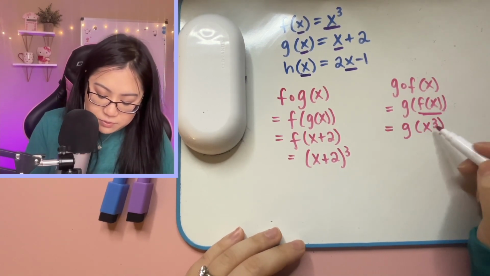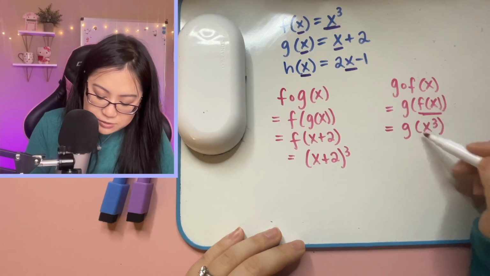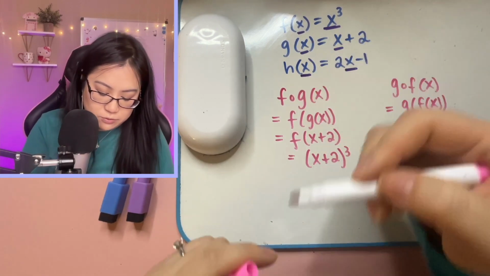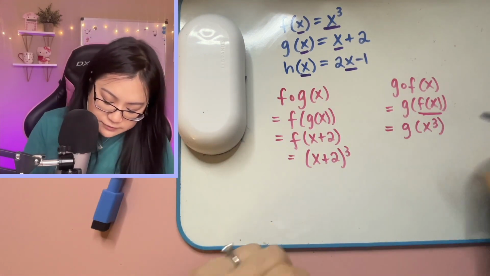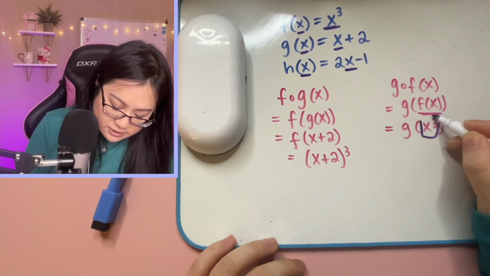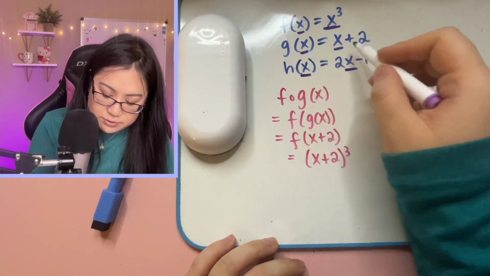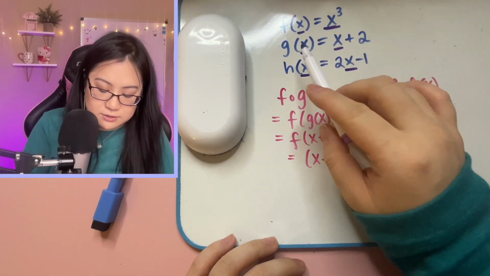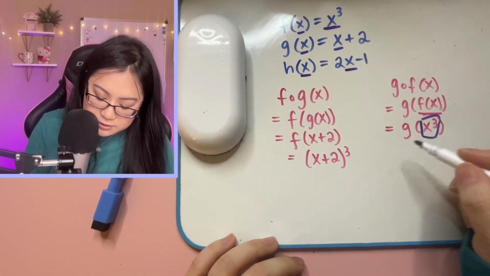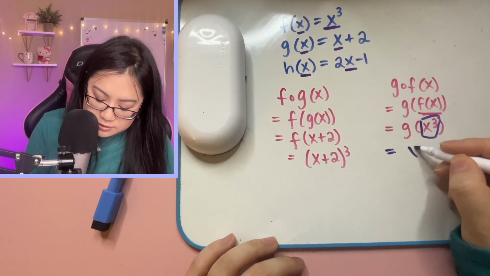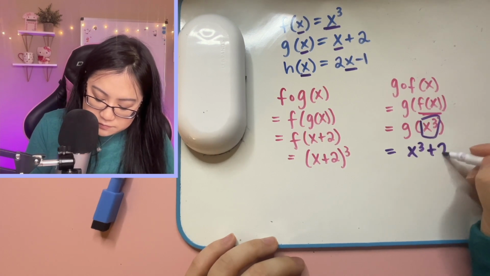And so now we're putting this entire x cubed as an input into g. If you need to draw this out for yourself, it's totally okay to do that. Take x cubed as your input. So g of x says g of stuff is stuff plus 2. My stuff just happens to be x cubed. So I get x cubed plus 2.